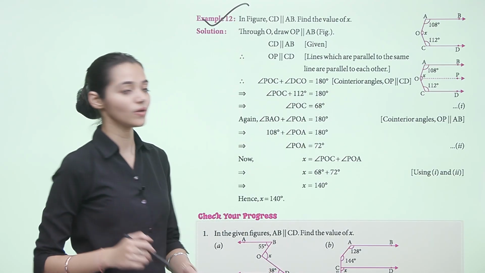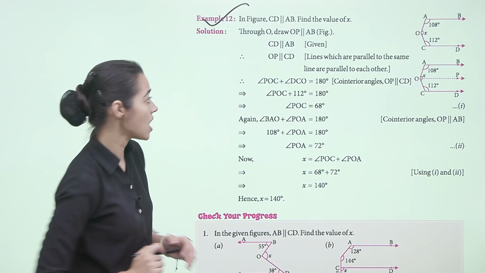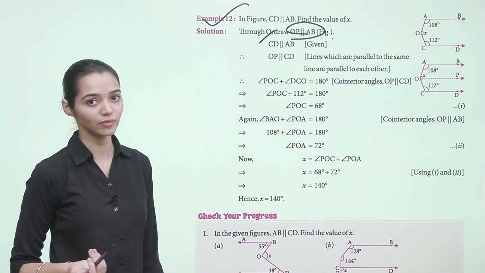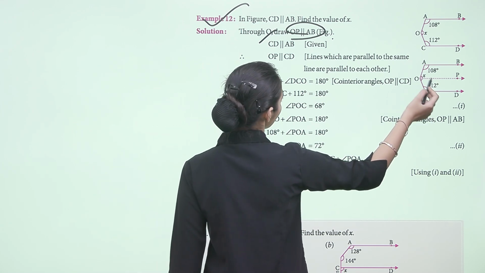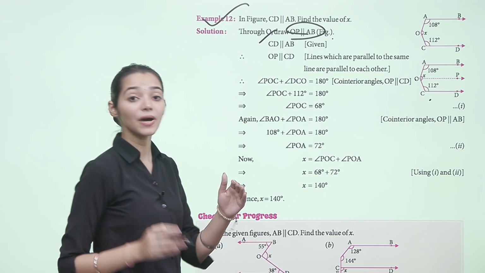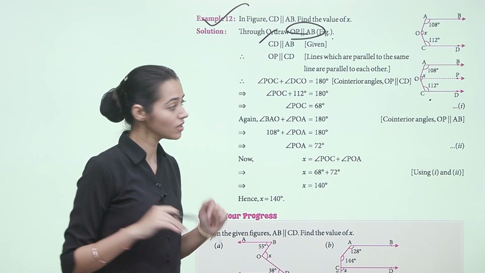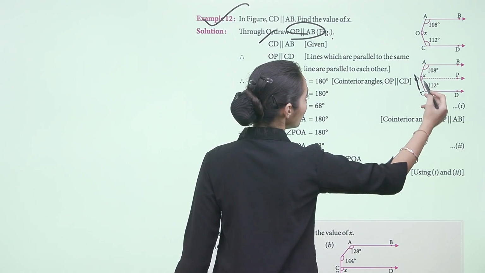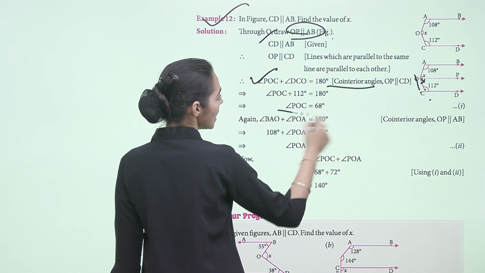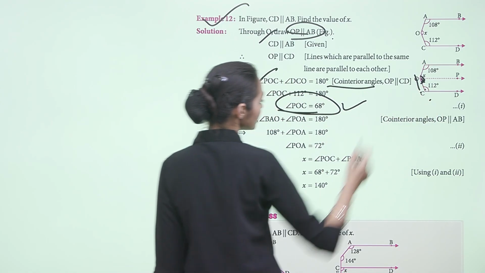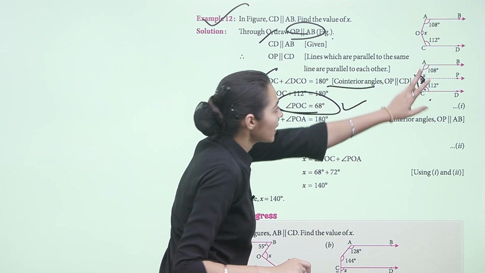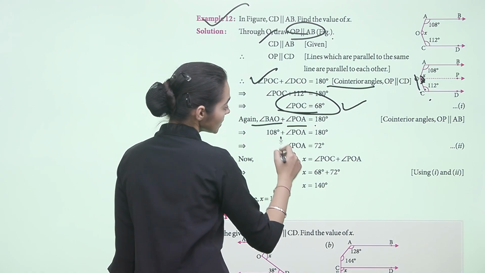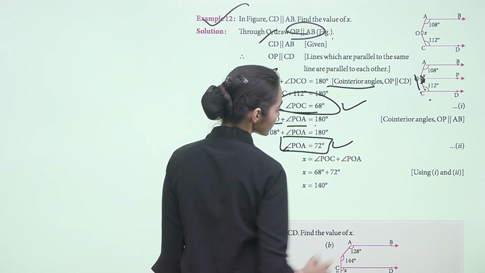Now next is our example number 12. Here in this figure we have to find the value of X. Now through O, here we have to draw OP which is parallel to AB and CD which is parallel to OP. Now lines which are parallel to the same line are also parallel to each other. So here angle POC and angle TCO, they are what? They are co-interior angles, and angle POC is equal to what? It is equal to 68 degree. Now we know that it is formed by two lines, that is angle BAO and angle POA. After adding these two, angle POA is equal to what? It is equal to 72 degree.